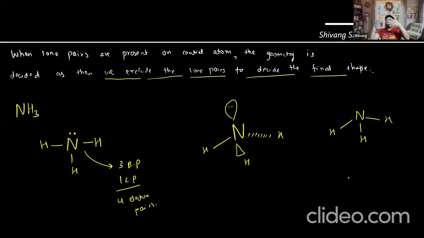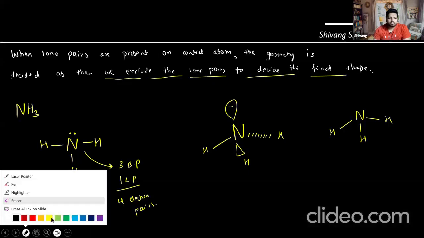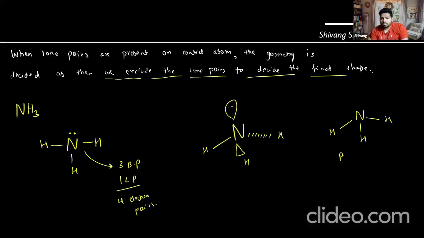The top part, the lone pair is gone. Now it looks like what? It is looking like a pyramid. To join all these three, it does look like a pyramid, right? Triangular pyramid. So ammonia is pyramidal in shape. Okay. So that is the difference. It is not tetrahedral. Tetrahedral is the electron domain geometry. But if we exclude the lone pairs, it looks like a pyramid. So it is pyramidal in shape.